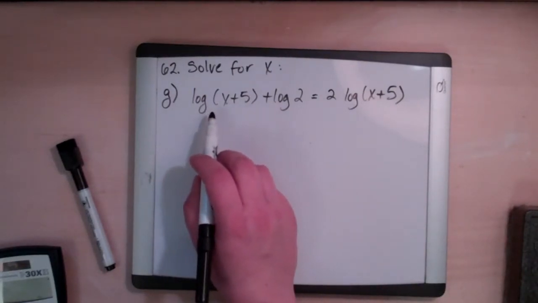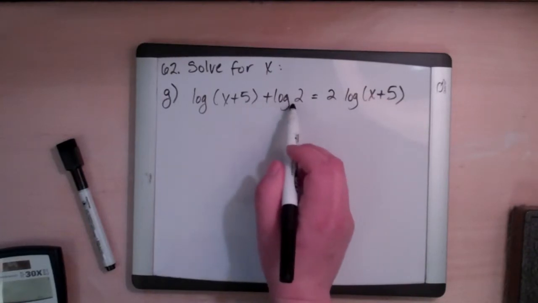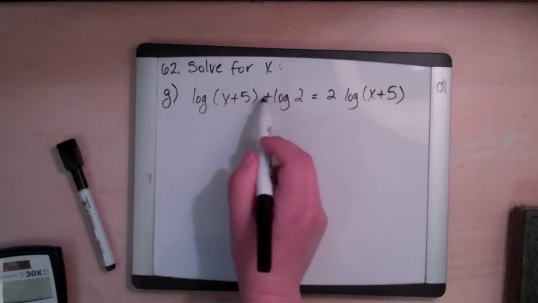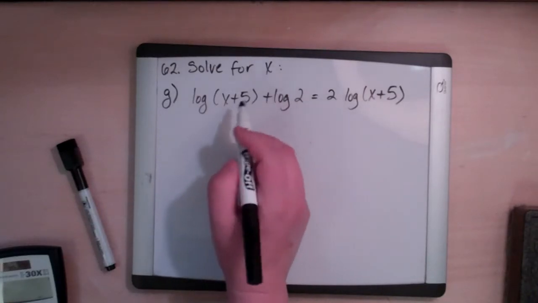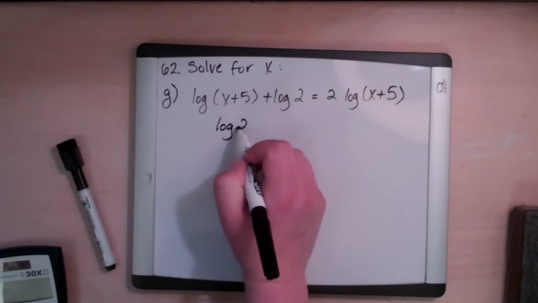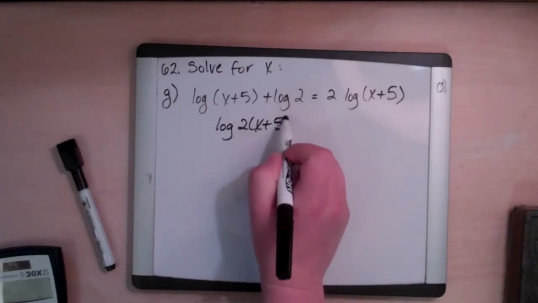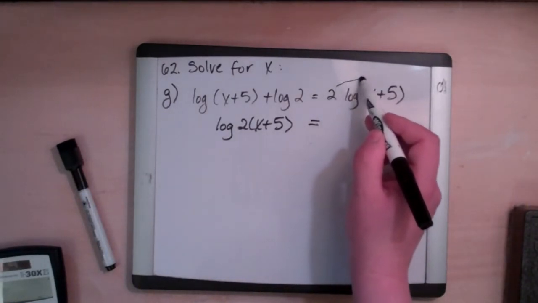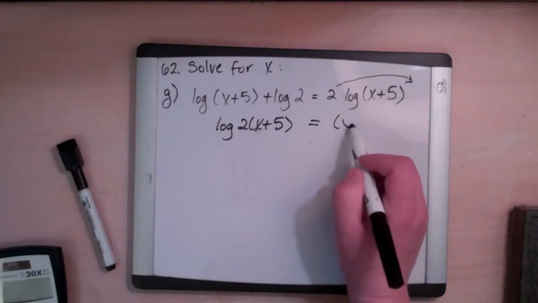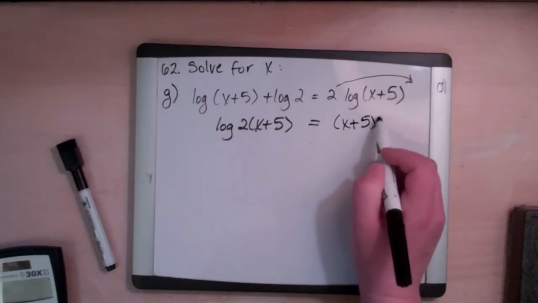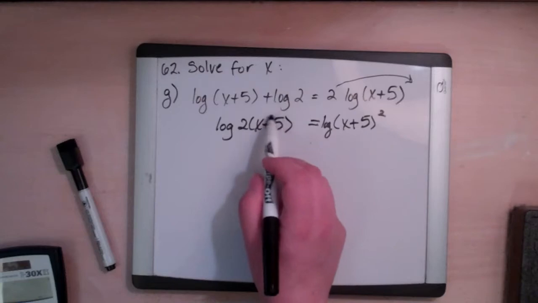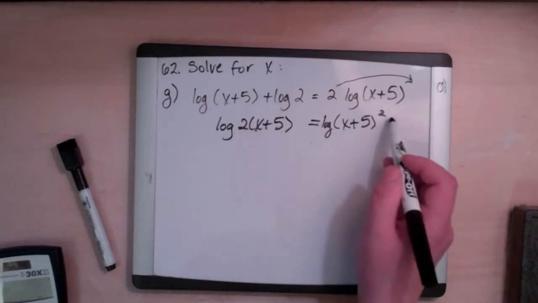And for lack, perhaps, of any other ideas, I see that I can combine these two using the multiplication rule. So I can multiply x plus 5 times 2, and I can compact it down like this. I'll have log of 2 times x plus 5 is going to equal, now this I'm going to use the power rule. This 2 is going to come back up here. So I'll have x plus 5 squared, and this is a log as well. So now I have log base 10 of this stuff equals log base 10 of that stuff.